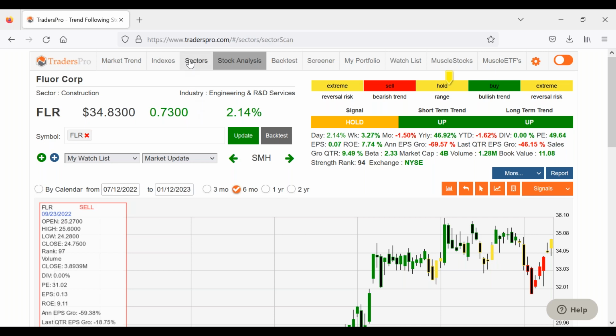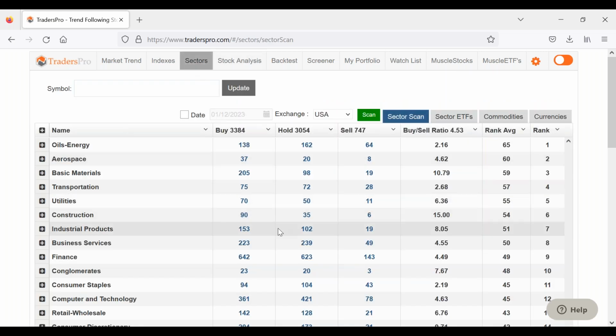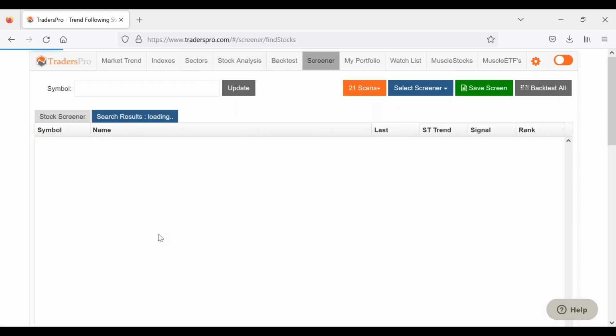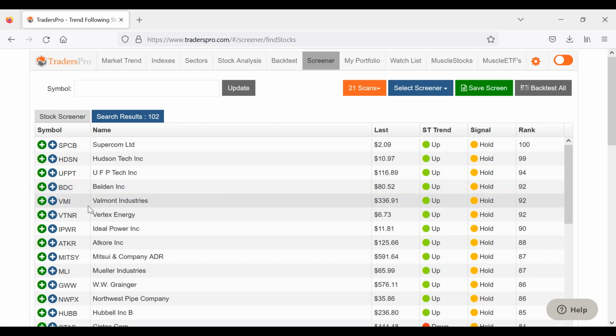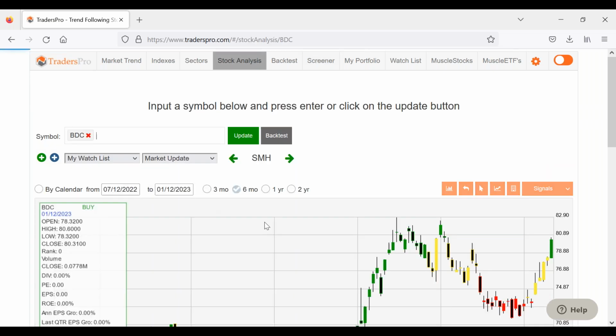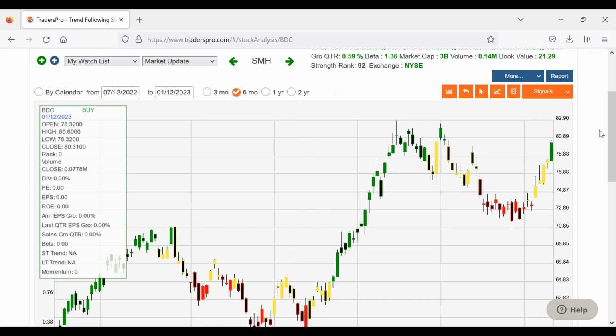Let's do a couple more real quick here, and then we'll wrap things up. Industrial products. I like this BDC, 92 strength rank. And again, it looks like this is the correction right there. Well, you can go back. You can see it.